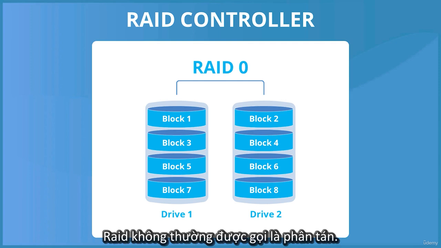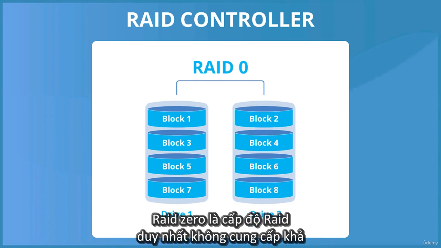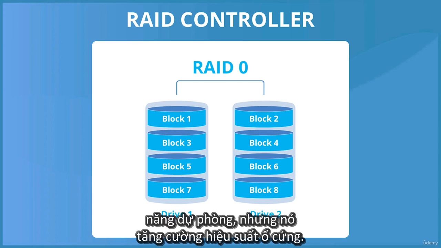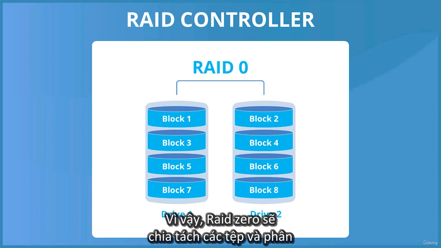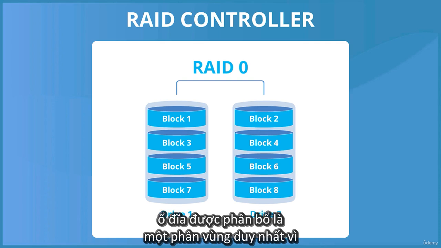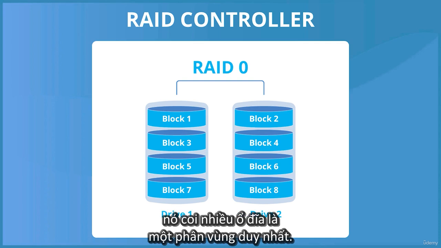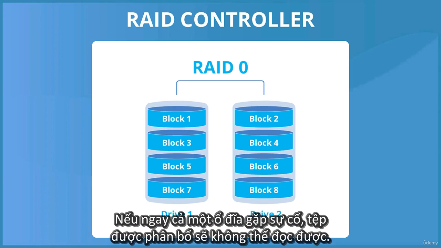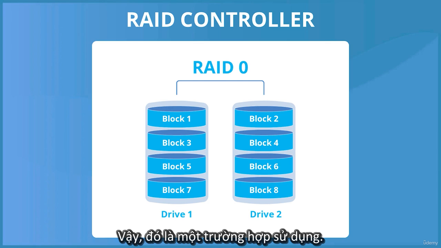RAID 0 is often called striping. RAID 0 is the only RAID level that does not provide redundancy, but it increases hard disk performance. So RAID 0 will split files and stripe the data across 2 disks or more, treating the striped disks as a single partition. Since it treats multiple disks as a single partition, if even one drive fails, the striped file is unreadable. What's a usage case?